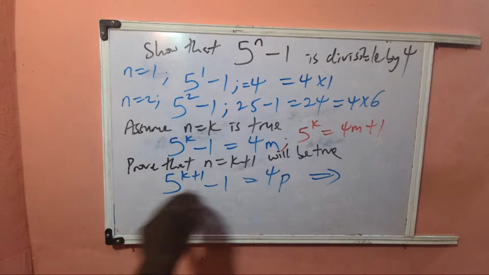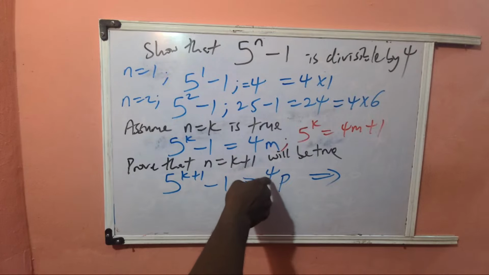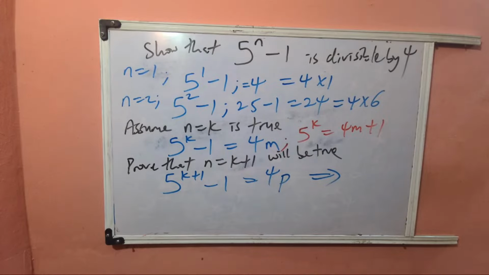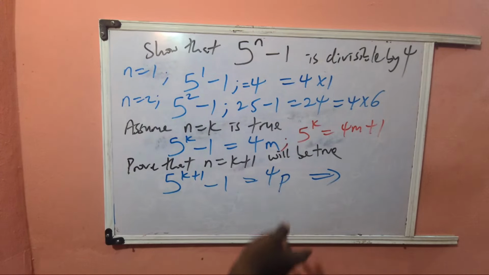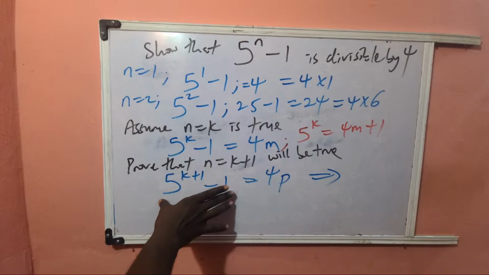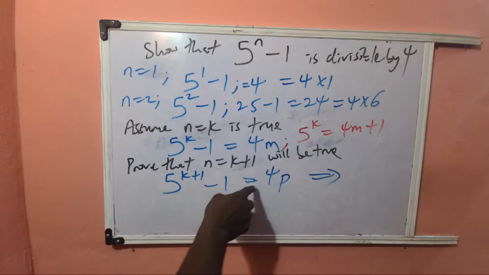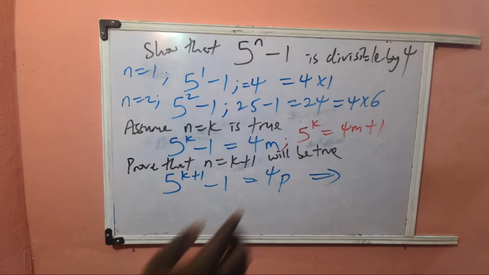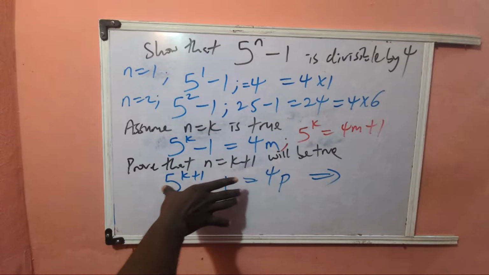So this is what we want to prove now. We want to prove that 5 raised to power k plus 1 minus 1 will give me a value that will be 4 times an integer number. Don't get too confused with the use of the word p here. I'm just using it to represent any integer. I will be okay if, after I'm done solving, I get 5 raised to power k plus 1 minus 1 equals 4 times something, and that something must be an integer. Once it is an integer, then my proof is complete. That's the whole point of all this. So let me go on.